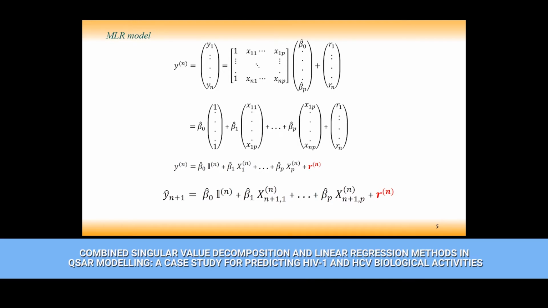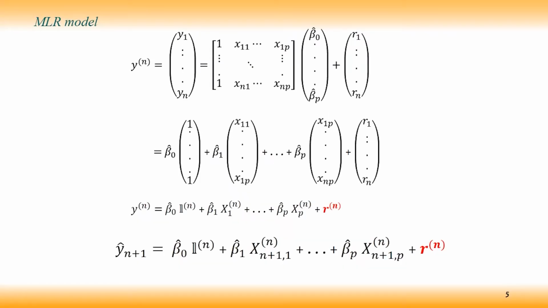As you know, the MLR model is given by this equation, where the activity data, the endpoint value or the experimental values, are estimated by the matrix of calculated descriptors, which are the physicochemical properties, by trying to find the beta values, which are the weights of each physicochemical property, also called descriptors, and by estimating the residuals, which are the errors.